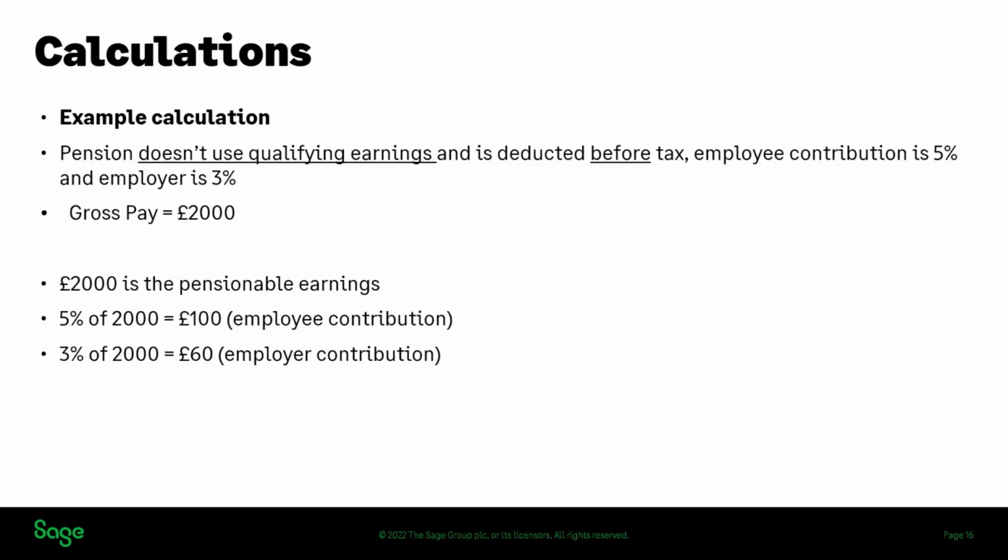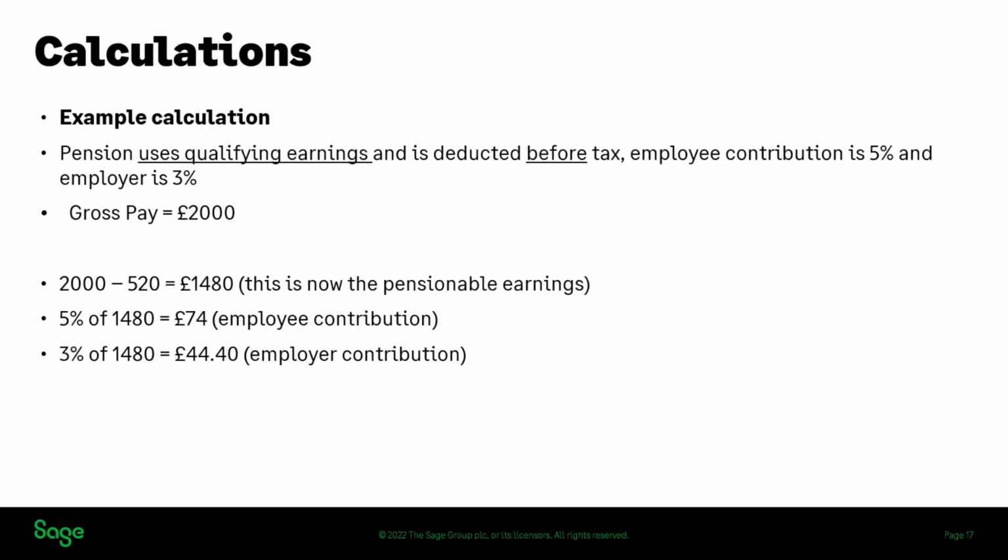Now we have another one where the pension does use qualifying earnings this time. So the pension itself does in fact use qualifying earnings and is deducted before tax. So employee contribution again, 5%, employers 3%. We'll be sticking with that percentage amount. This time the gross pay is again £2,000. So there's an additional step you now need to do. You need to have a look at what the lower threshold is.